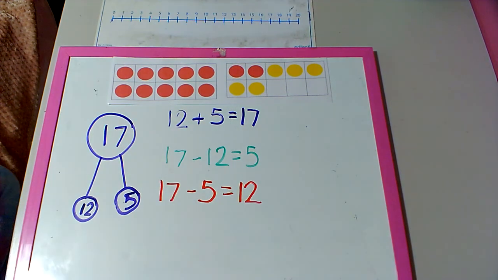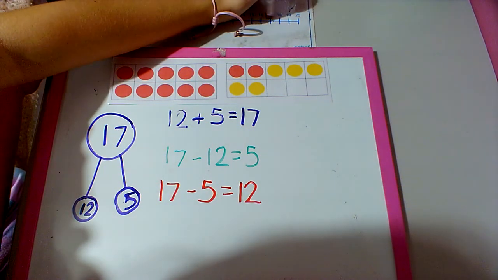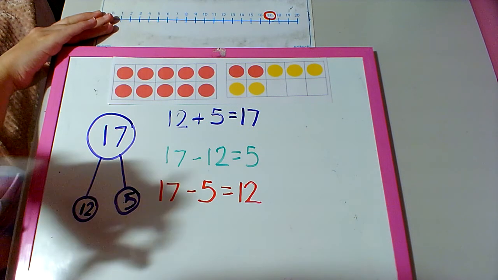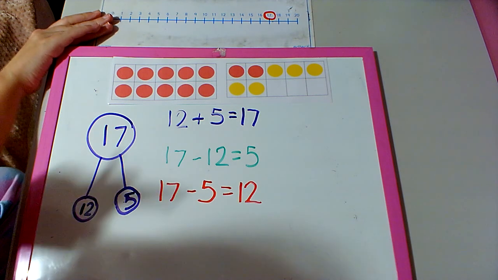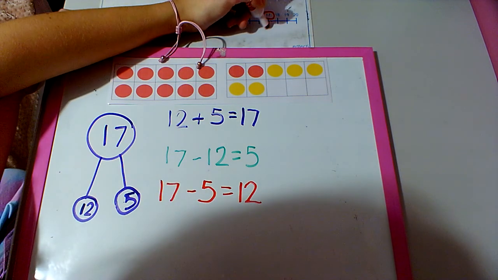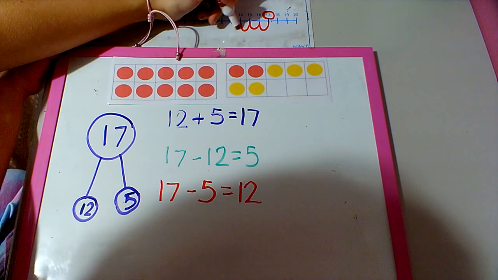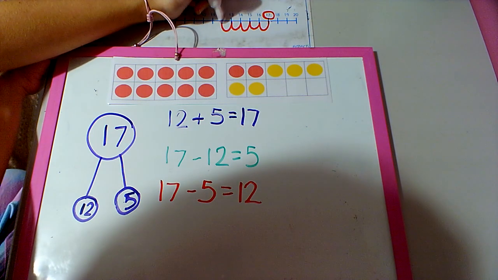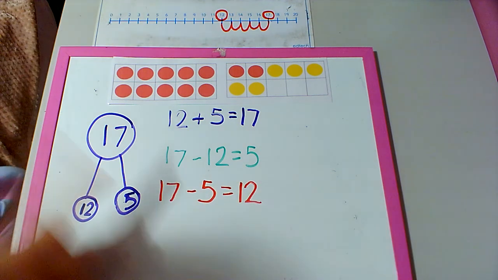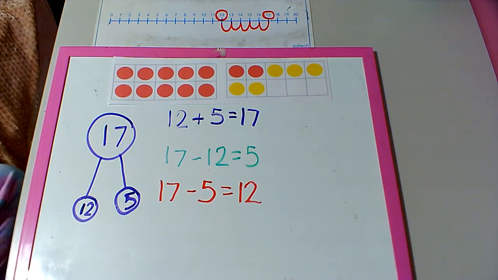Let's check on our number line. Remember, we need to find 17 first and take away 5 steps. We're taking away 5, so we need to count 5 steps back. Everybody count with me. 1, 2, 3, 4, 5. And our answer is 12. So 17 take away 5 equals 12.